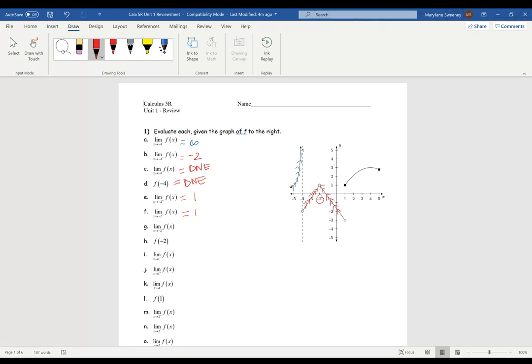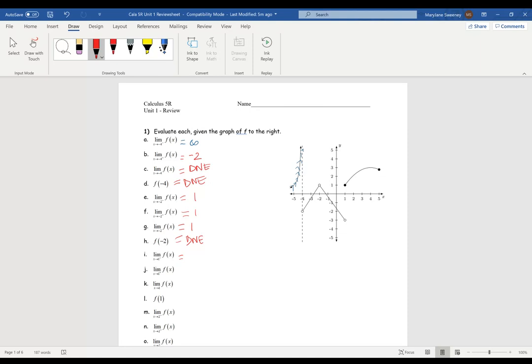Or you can think from the right, it's like saying, what if I'm at -1.99999? Well, my y's are very close to 1. Same thing from the left, you could say something to the left of -2, like -2.0001. Where's your y value? It's very close to 1, which means the limit of f of x as x approaches -2 is 1. Now, f of -2 does not exist, or it's undefined, because there's an open circle. There's a hole there.